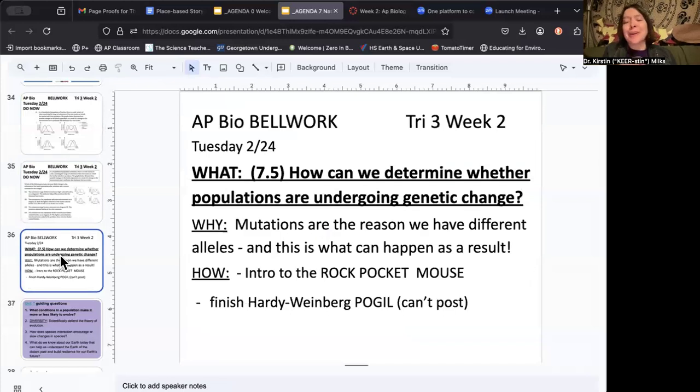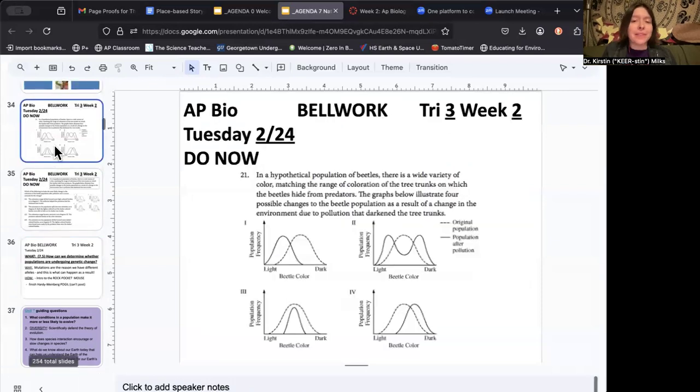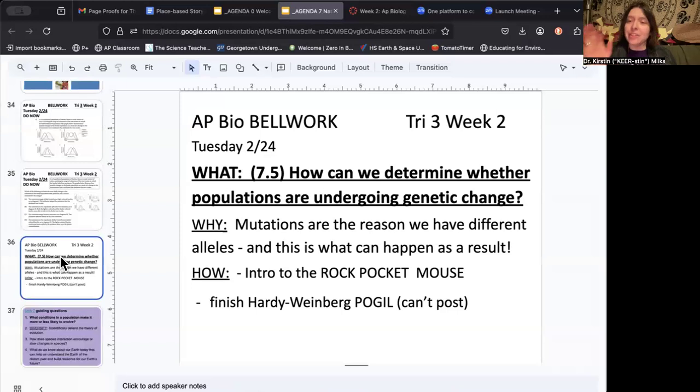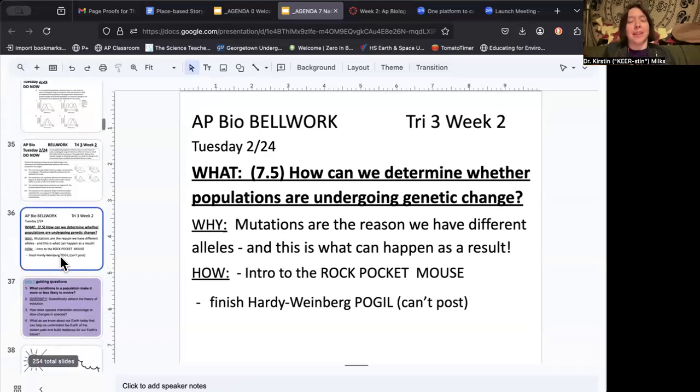All right, no storytelling today. Instead, a really charismatic animal known as the pocket mouse, or the rock pocket mouse. Today, we're going to think about whether populations are undergoing genetic change and how we know. This means we're going to finish the Hardy-Weinberg POGIL because you're going to look at some real data about real animals, the rock pocket mouse, tomorrow as part of your classwork. Now, mutations are the reason that we have different alleles, right? And then when environments also change, this thing about populations undergoing genetic change can definitely happen as a result.